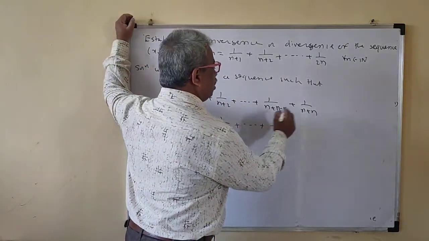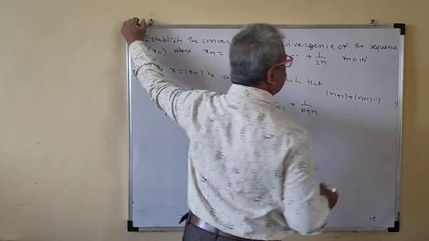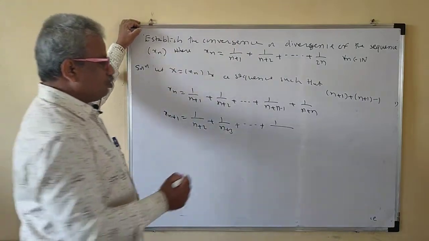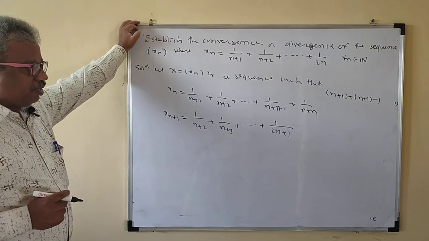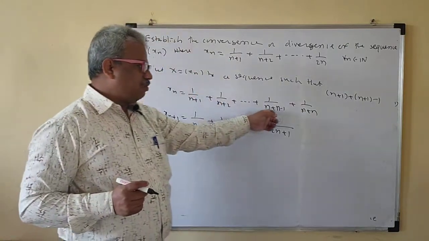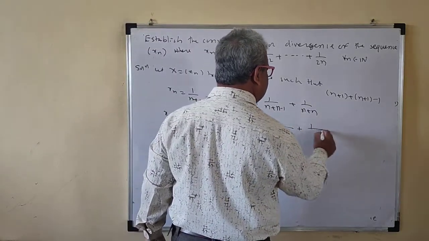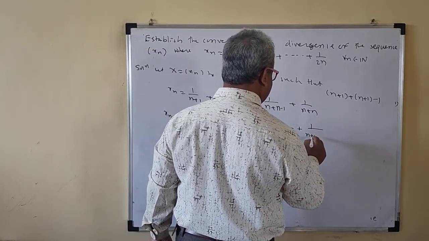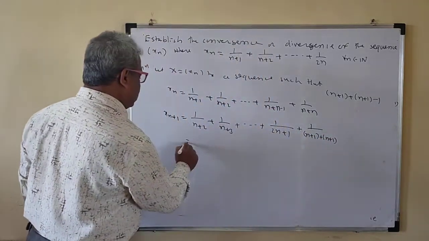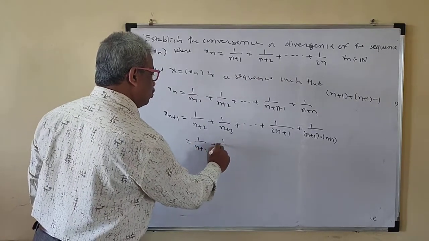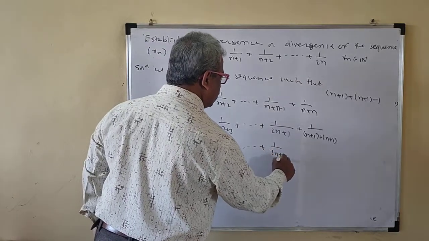Plus, this will be 1 upon n plus 1 plus n plus 1 minus 1, so this is twice n plus 1. So this is twice n minus 1 and this is twice n. Plus, now you have to replace n plus 1. Plus n plus 1. What is that then? 1 upon n plus 2, 1 upon n plus 3, plus ..., 1 upon twice n plus 1.